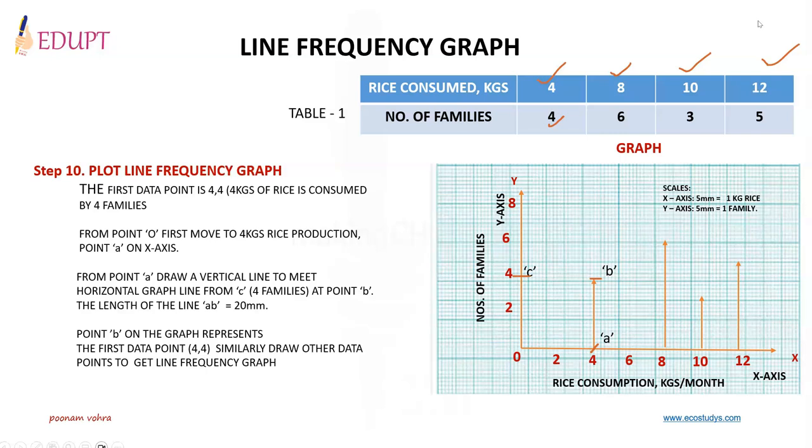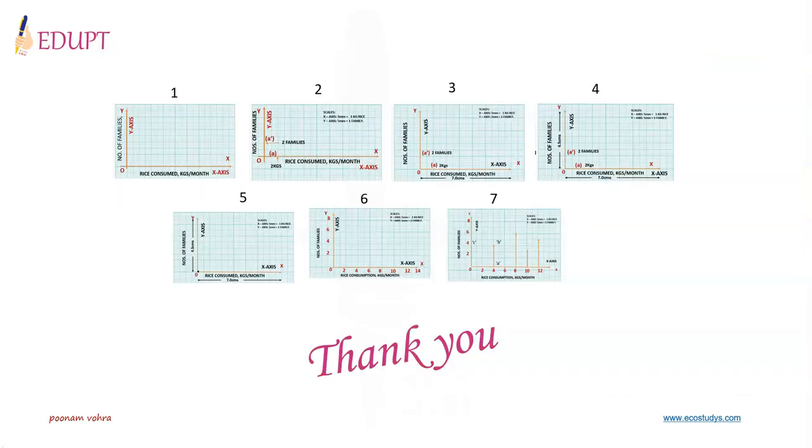Here you can notice that there is no kink on x or y axis. So we have understood these 7 steps to construct a line frequency graph. With this, the description on constructing a line frequency graph gets complete.